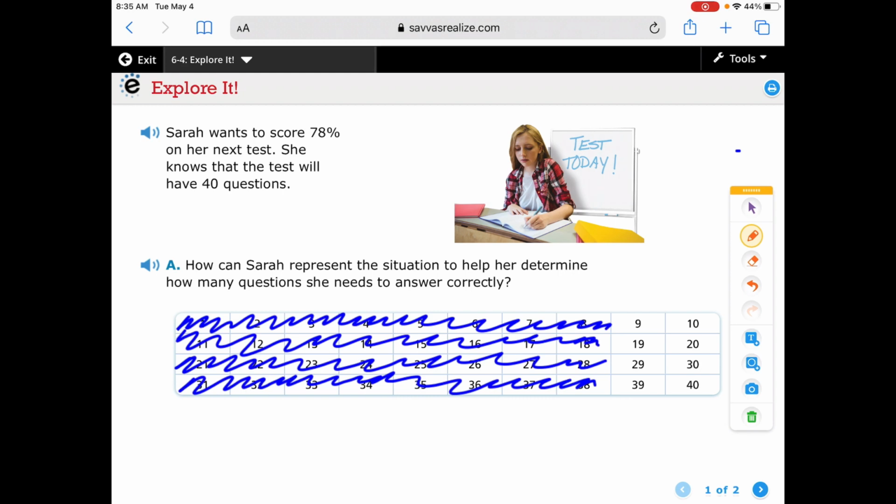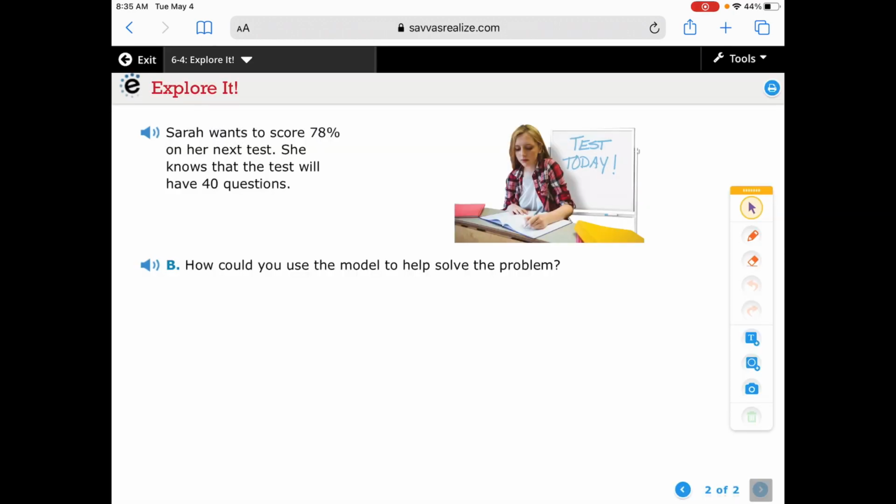All right, so let's take a minute to do that. Now, it could be any. I just picked these ones random because it just makes it easier on me. And then for part B, it says, how could you use the model to help solve the problem? So what we can do now is that we know that 78% is roughly a good approximation close to 80%, which means it could be 8 out of 10 based off of what we've seen before.